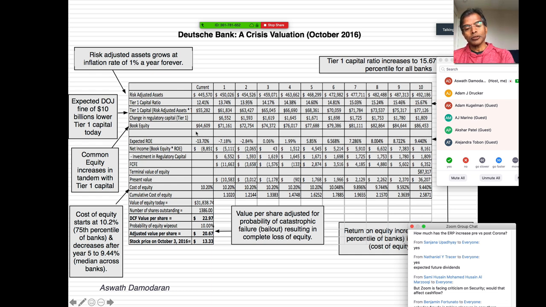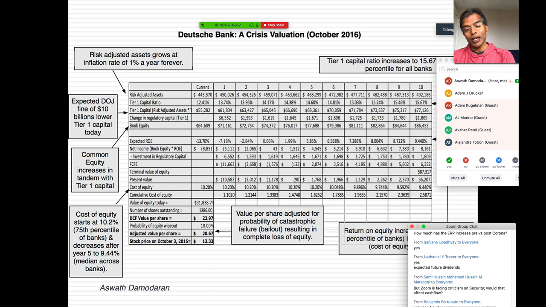So here's what I do. As my return on equity goes from negative to positive, my losses become profits. So there's my net income. It's book value of equity times return on equity. For my investment in regulatory capital, I assume that over time, Deutsche would raise their Tier 1 capital ratio to 15.67%, with bigger increases coming up front because they're in the most danger up front. So if you look at year one, I have to reinvest $6.6 billion in regulatory capital. They have a $5.1 billion loss and a $6.6 billion investment in regulatory capital. Their total free cash flow to equity in year one is minus $11.7 billion.